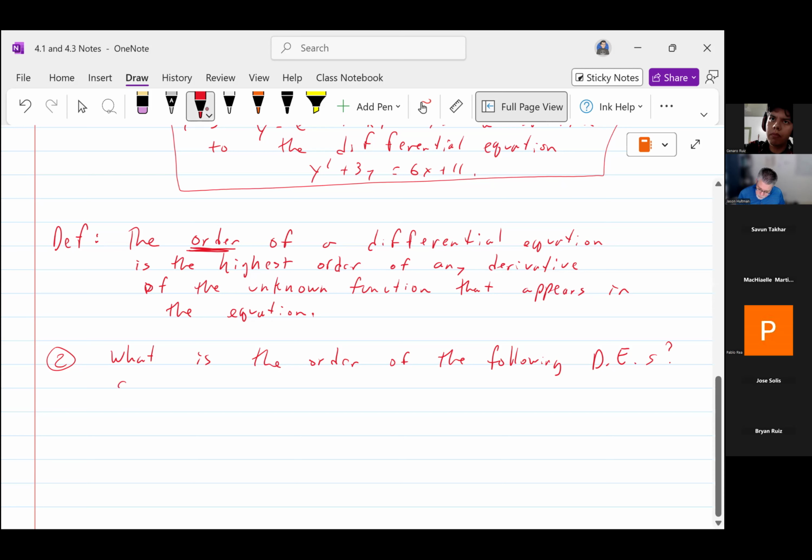Okay, so for A, we have y prime minus 4y equals x squared minus 3x plus 4. Okay, and the first derivative is the highest derivative, the highest order of any derivative. Okay, this only has a first derivative. It has the function and the first derivative, so this is called a first order differential equation.